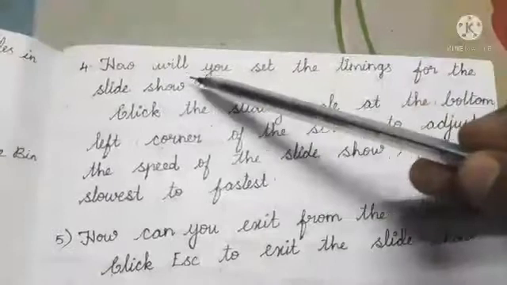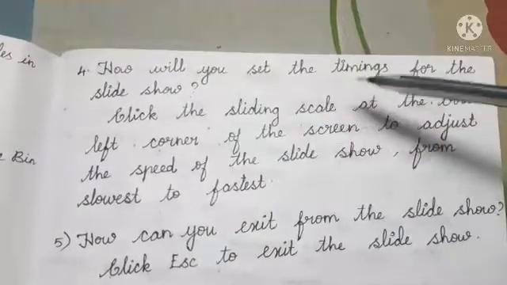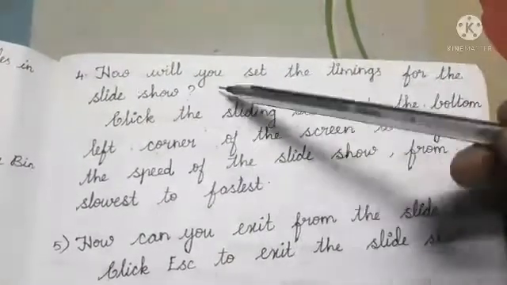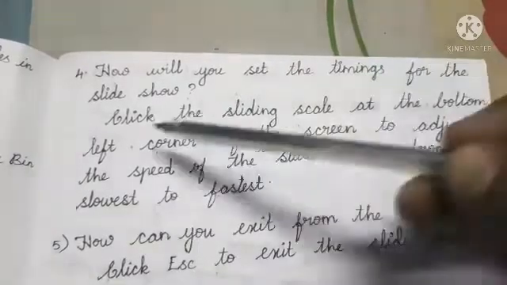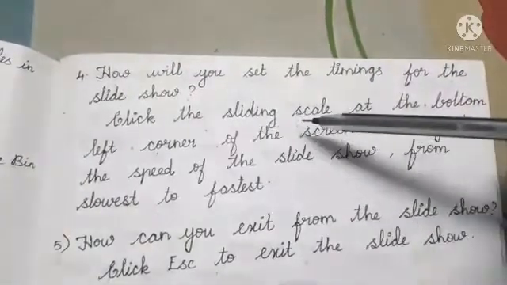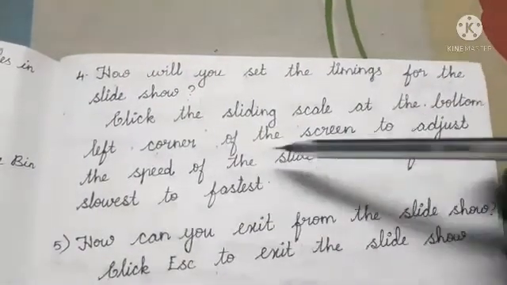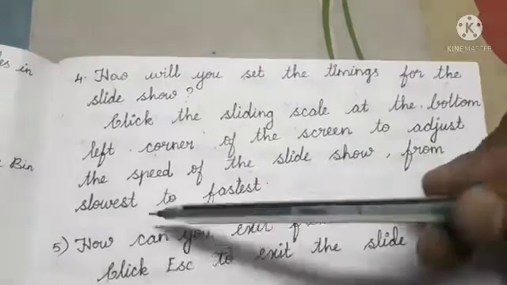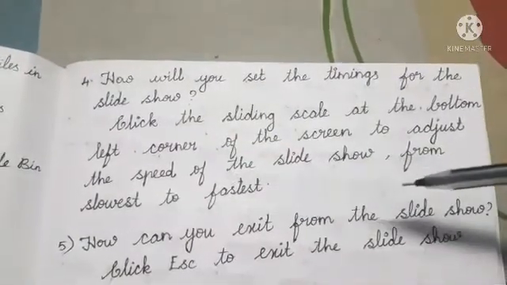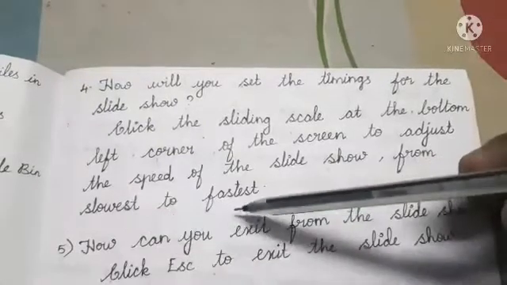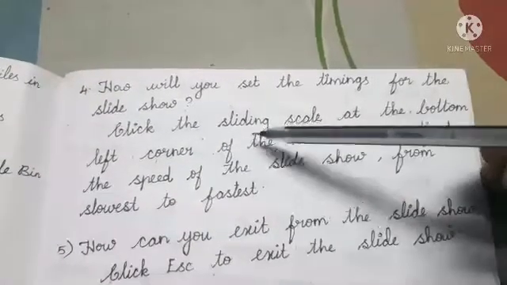Fourth question: how will you set the timing for the slideshow? Click the sliding scale at the bottom left corner of the screen to adjust the speed of the slideshow from slowest to fastest.